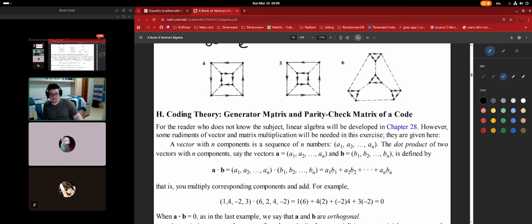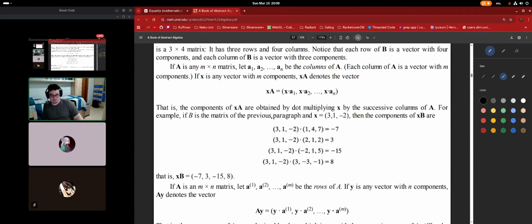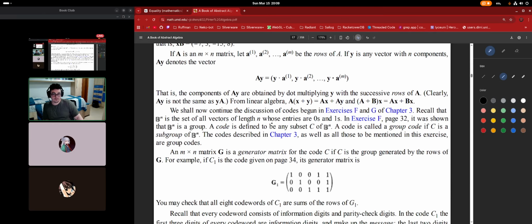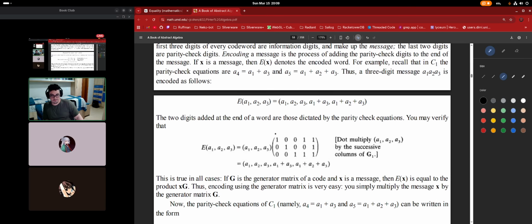And then we go back to the example of the coding theory, which essentially explains matrix multiplication and vector multiplication with matrices. And then there's a parity matrix, which is kind of cool.